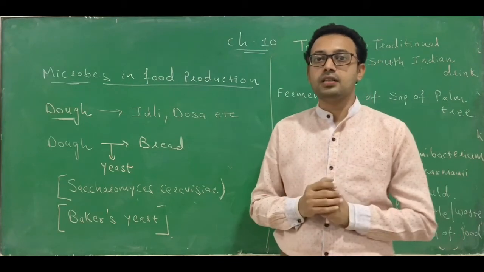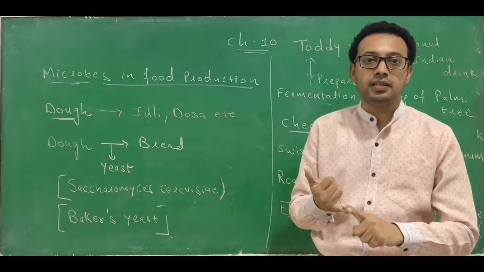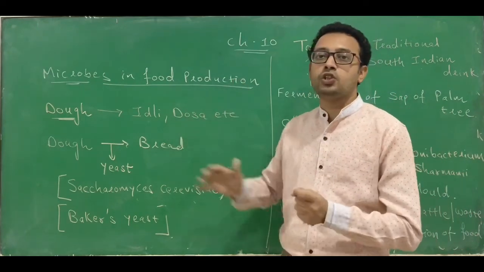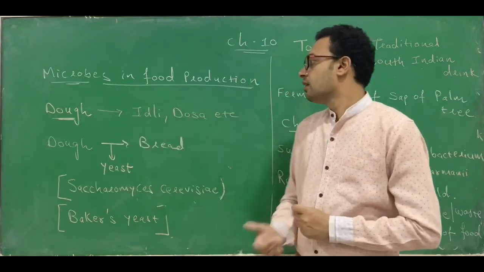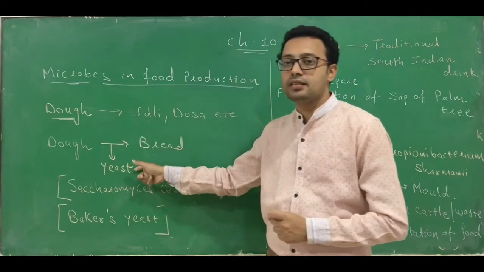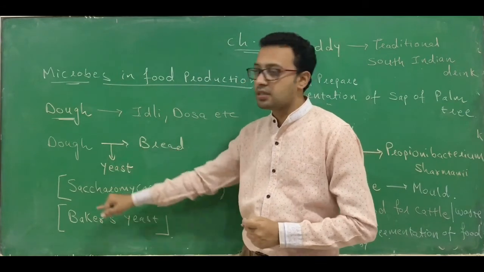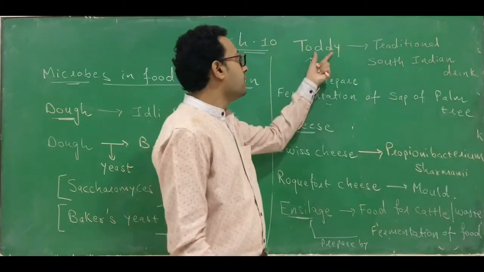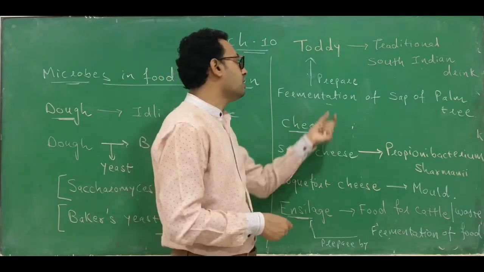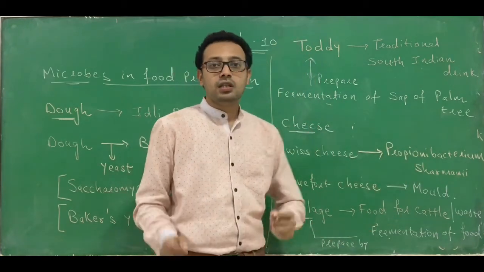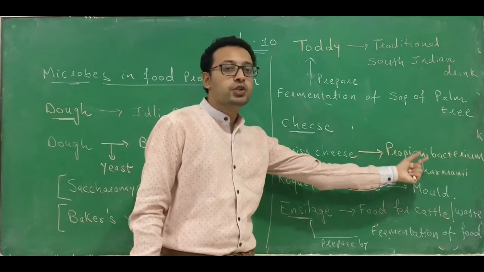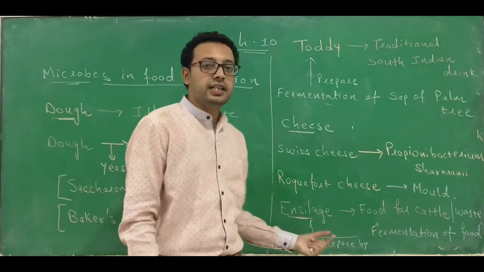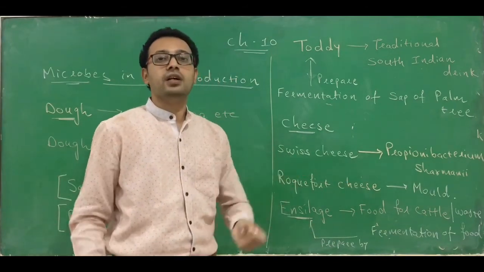I again repeat, which microbes are useful in the preparation of food products. Lactic acid bacteria or Lactobacillus are useful in the preparation of curd, as we have already discussed. Idli and dosa are also prepared by fermentation of dough by bacteria. Bread is prepared by fermentation of dough by yeast, called Saccharomyces cerevisiae, also called baker's yeast. Toddy, a traditional South Indian drink, is prepared by fermentation of the sap of a palm tree. Swiss cheese is produced by Propionibacterium shermanii, a bacteria. Roquefort cheese is prepared by mold, a kind of fungi. Ensilage is a food for cattle, prepared by fermentation of waste food product.